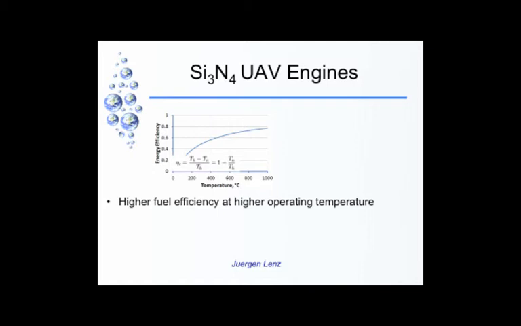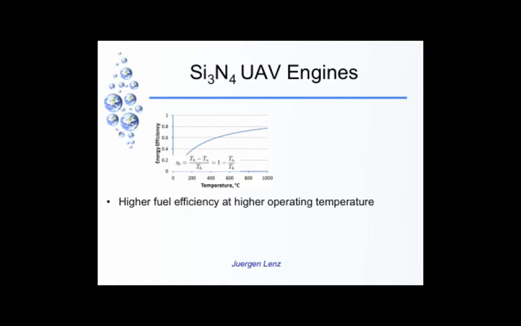The idea of using, does anyone know what a UAV is? Unmanned aerial vehicle. Okay, so drones is a common term that's used for surveillance, used for all kinds of things. The lighter the engine, the longer the drone can fly. Also, the higher the energy at which the fuel can burn. So this is energy efficiency plotted as a function of temperature, and you can see the higher the temperature at which the engine operates, the higher the fuel efficiency.